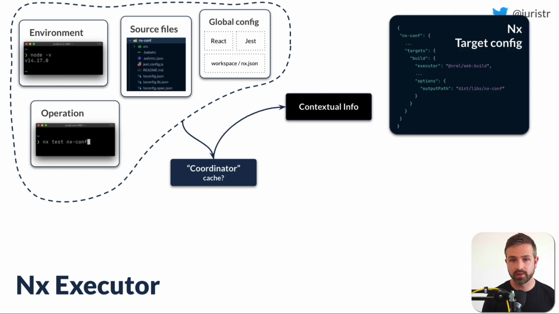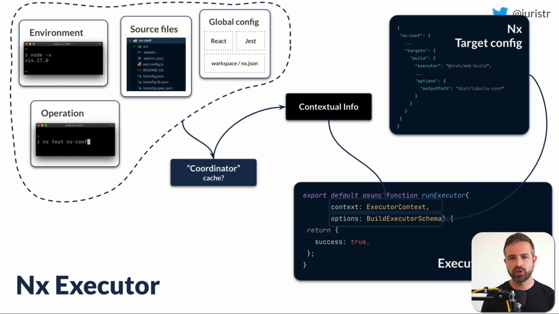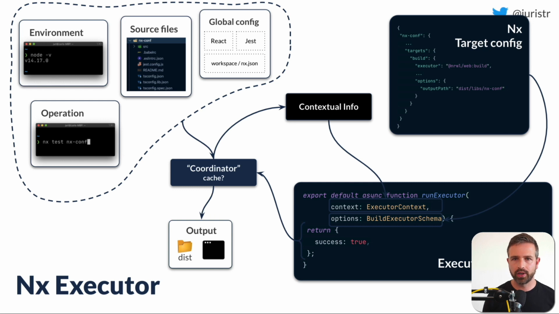Now, if the cache is not present, that contextual information is given to you as a developer of an executor. Then you also have the actual configuration of an executor that is attached to some project configuration in workspace JSON. And with that information, you can actually build the logic itself, right? So here, for instance, you see the run executor function that gets the context, which has some useful information that we will need in the implementation of the executor itself, and then the options that are either configured in workspace JSON or passed as command line arguments. Then the logic gets implemented and passed to the coordinator part, which obviously caches the output and writes it to the output files or this directory, whatever you want to produce as a result.